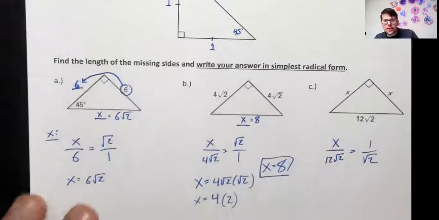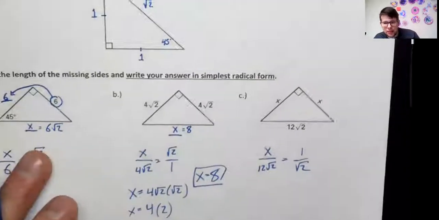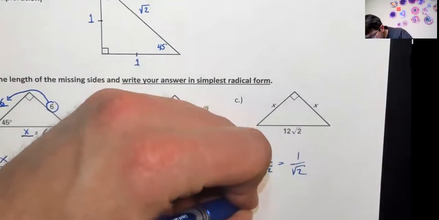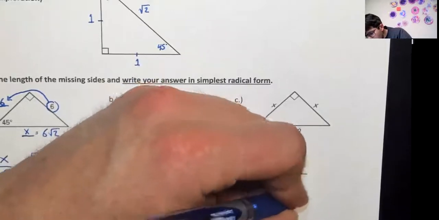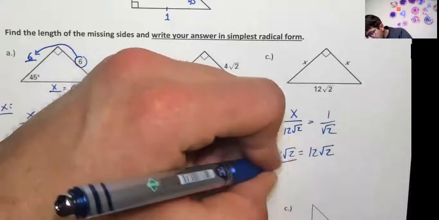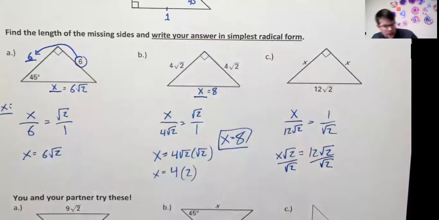I want you to notice that that's a little bit different from what I've done for the last two. I did the root 2 on top the last couple times. I'm going to multiply on my diagonals, and when I do that, I'm going to actually end up with x root 2 is equal to 12 root 2. Now you can see that we've got a couple of root 2's, and in this case right here, we're going to end up dividing by root 2, and that's actually great.